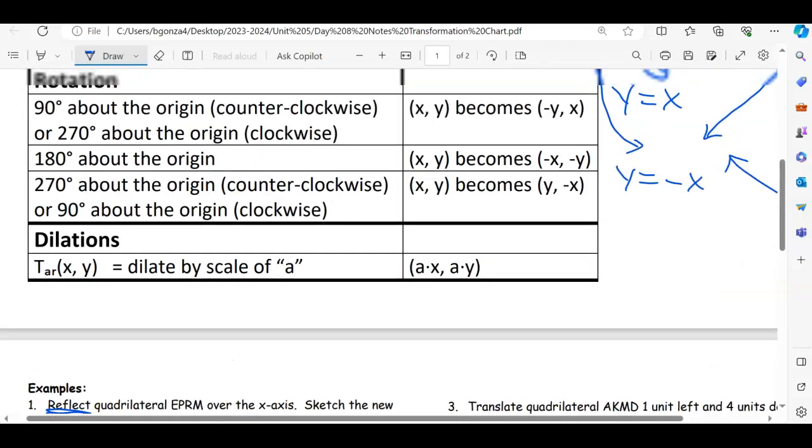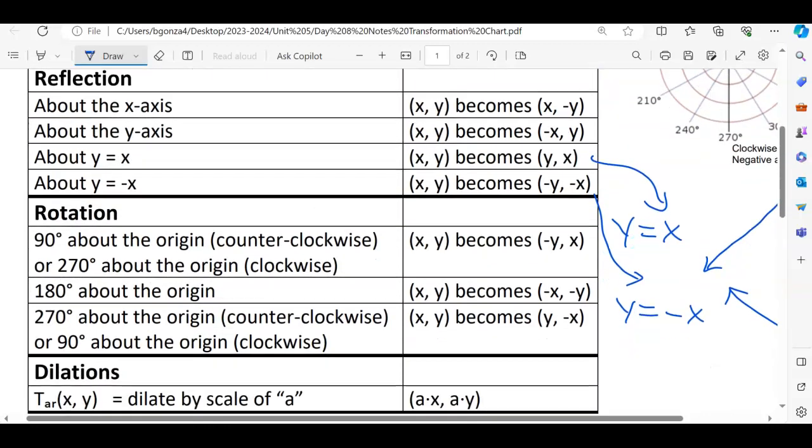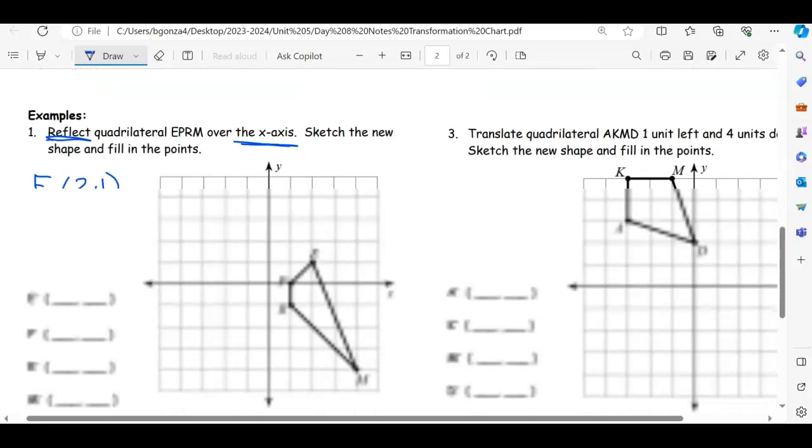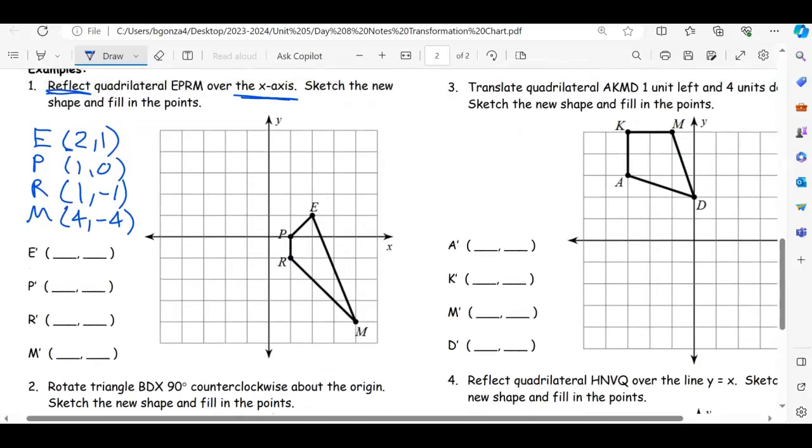Let's go back to the front page. What is the rule to reflect over the x-axis? So here's the word reflection, here's the word x-axis, and then the rule is right over here. X, negative y. Does everyone see the rule right here? So the rule for reflect over x: x, negative y. I'm going to write that down at the top here.